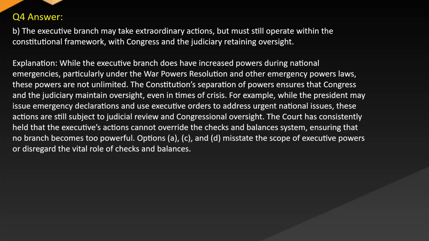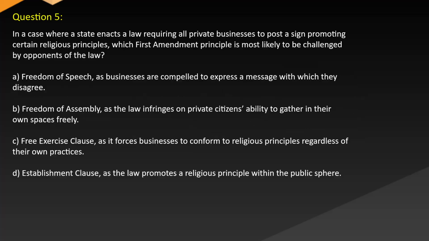For example, while the President may issue emergency declarations and use executive orders to address urgent national issues, these actions are still subject to judicial review and congressional oversight. The Court has consistently held that the executive's actions cannot override the checks and balances system, ensuring that no branch becomes too powerful. Options A, C, and D misstate the scope of executive powers or disregard the vital role of checks and balances.